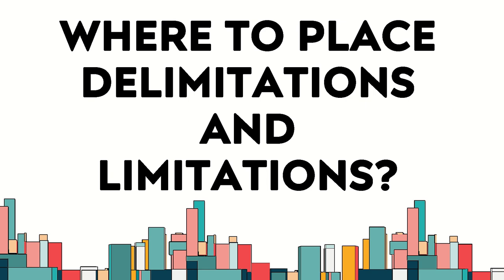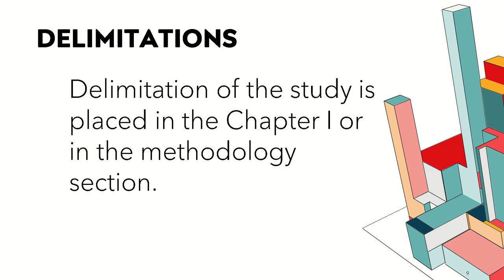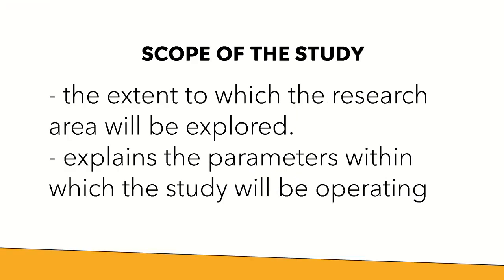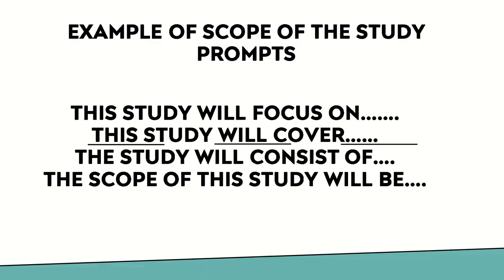So, where to place the delimitations and the limitations? The delimitations are placed in chapter 1 or in the methodology section of your study, while the limitations are written in the final section of your study, usually in the results and discussions. The scope of the study is the extent to which the research area will be explored. It also explains the parameters within which the study will be operating.